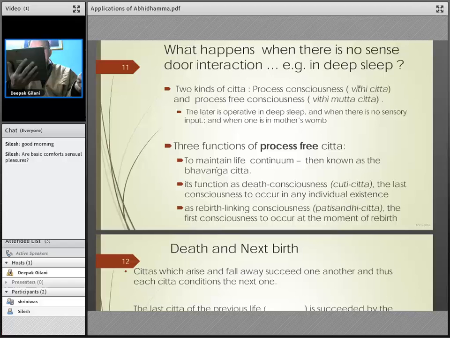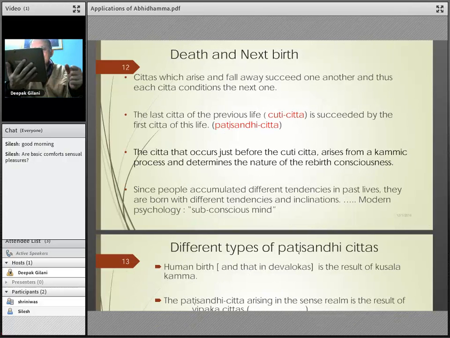So in slide 12, we have mentioned that the last one will not create another chitta, but the first chitta of the next birth is affected by the penultimate chitta of the last birth, the one which arises just before death. The chitta that occurs just before the Chuti chitta arises from karmic effect. And that is going to determine the nature of the rebirth consciousness.